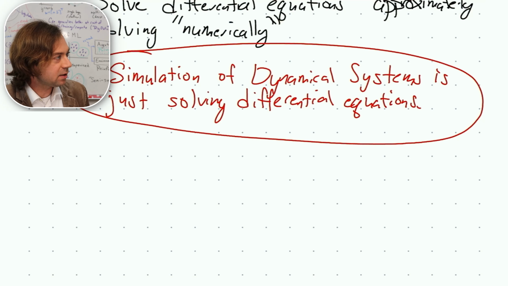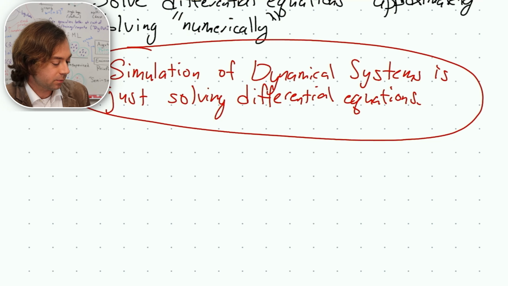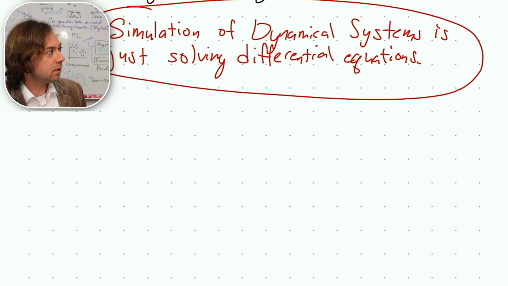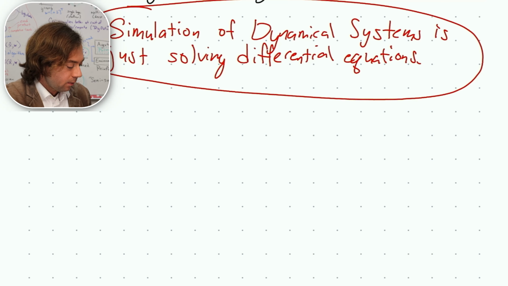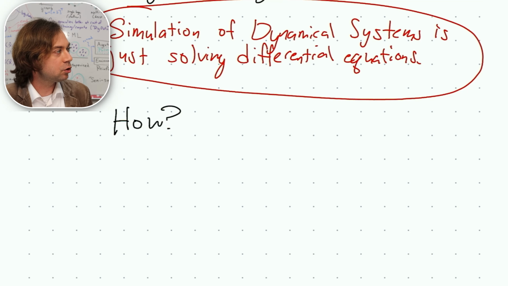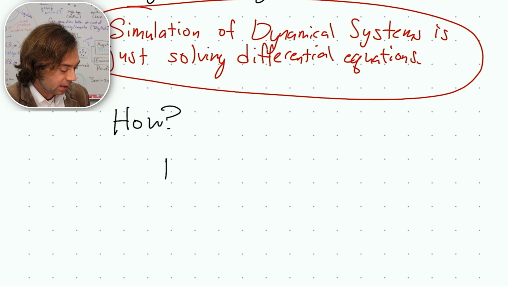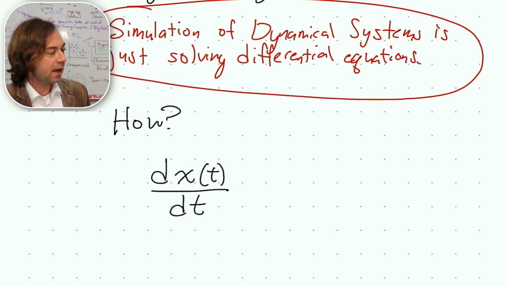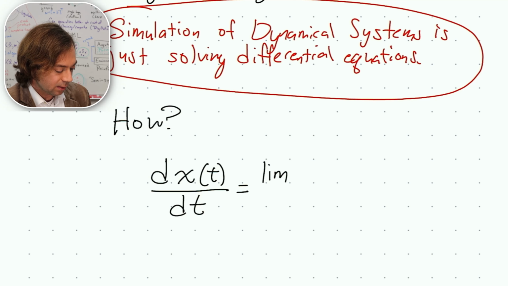So anytime you see a simulation of a dynamical system, that's what they're doing, right? So what do we do? How? We'll cover one of the simplest ways, which is to take the definition of a derivative. Some variable x of t, dx/dt, right? If you remember calculus, the derivative is the limit as some small delta x goes to 0.